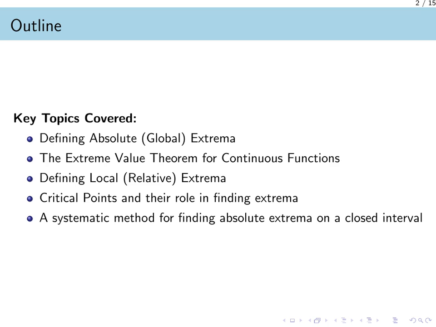After establishing the global picture, I will define local or relative extrema, which are the smaller peaks and valleys you might see along the curve. To tie it all together, I will explain the crucial concept of a critical point, showing how these special points, along with endpoints, are the only places we need to look to locate all types of extreme values.